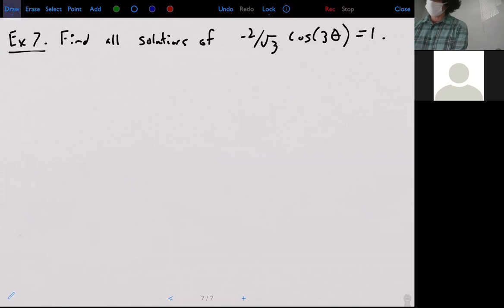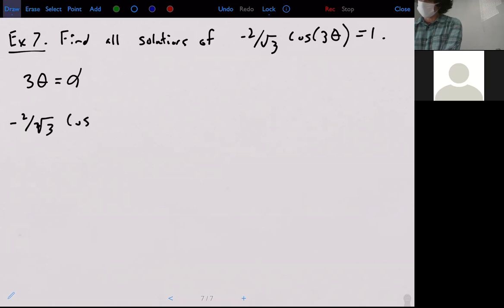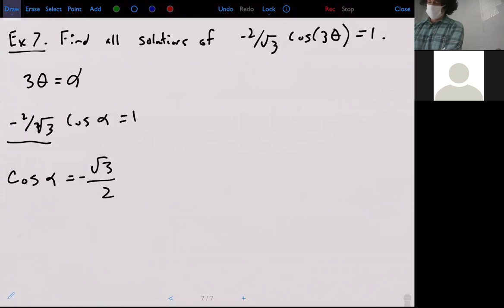So in this problem here, what we want to do is just set 3 theta equal to alpha and then solve this like we've done the other problems real fast. So we're going to be looking at the equation -2 divided by the square root of 3 times the cosine of alpha is equal to 1. Multiplying by the reciprocal of this number here, we'll get cosine of alpha is equal to the square root of 3 divided by 2 with the negative in front.